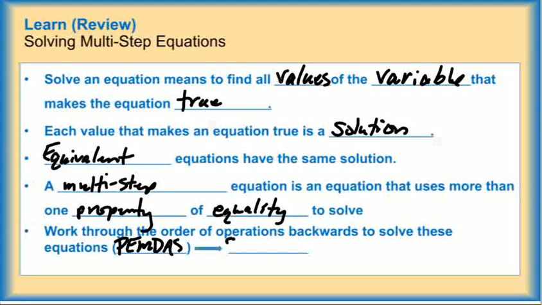So if I put the letters in the opposite order, it'd be SADMEP. So we would do subtraction and addition first. Then you would do multiplication and division last. And then if you have exponents in parentheses, you also incorporate those in there. So in our first couple of statements here, we talked about properties of equality. So what are those properties of equality?